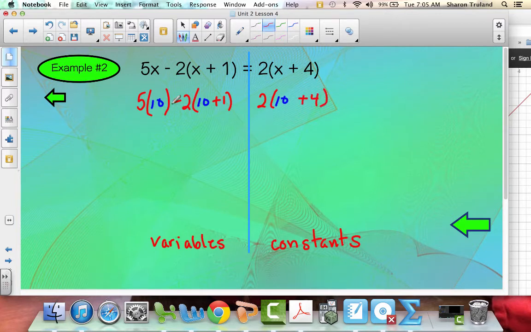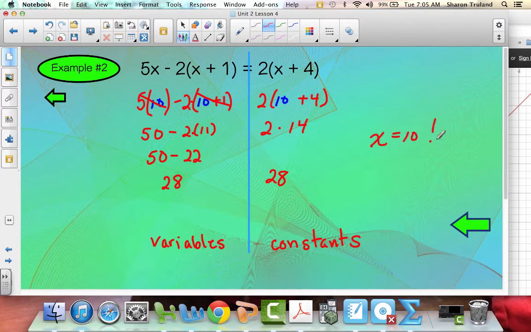Plus 4. All right, 5 times 10 is 50. Minus, I can't do 2 times. I got to do my parentheses first. So 10 plus 1 is 11. All right, so that's 50 minus, okay, now I can multiply. 2 times 11 is 22. 50 minus 22, well, 50 minus 20 is 30. Take away 2 more is 28. So I better get 28 over on this side. Do my parentheses first. 10 plus 4 is 14. 2 times 14 is 28. Great. My answer of x equals 10 checked out.